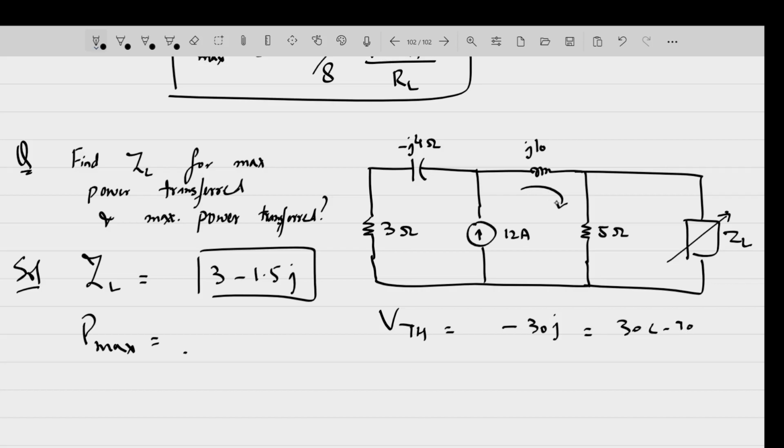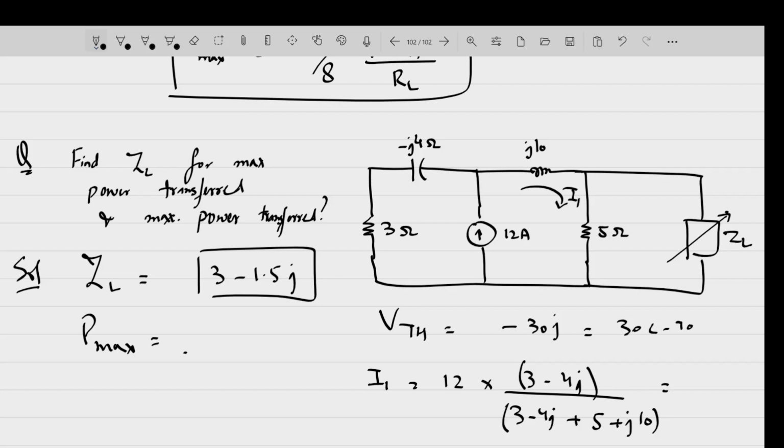Okay, by current divider law, this current I1 is simply equal to 12 into the opposite impedance, that is 3 minus 4J, divided by 3 minus 4J plus 5 plus J10. Upon solving this, you are getting minus 6J. Fine. So if it is minus 6J, then VTH is the voltage across this 5 ohm resistor. So that is 5 into minus 6J, that is simply minus 30J. So this becomes 30 angle minus 90.